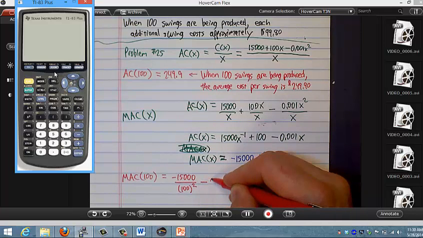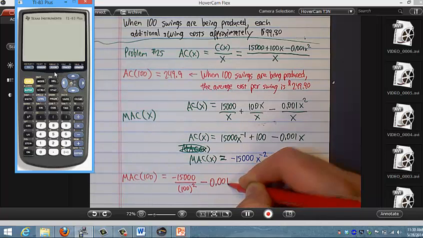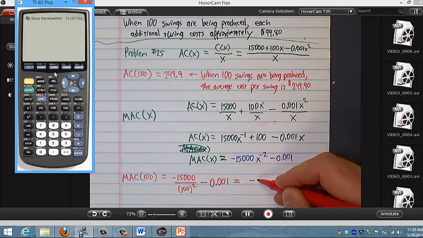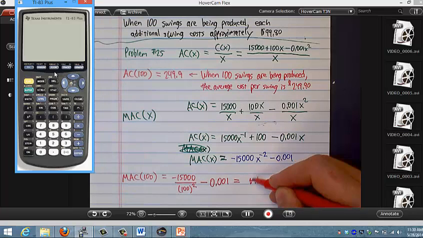Minus 0.001. And if you work that out, I think you get negative 1 or negative point. Oh, I better work it out.